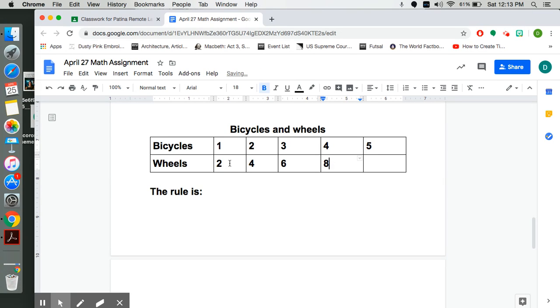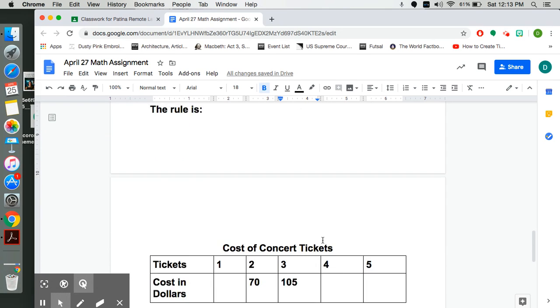What am I adding each time? I'm not going to tell you that. That would be the rule. The difference between those numbers would be the rule. So how I got from here to there would be the rule. Okay? So make sure you write that at the bottom of your table.